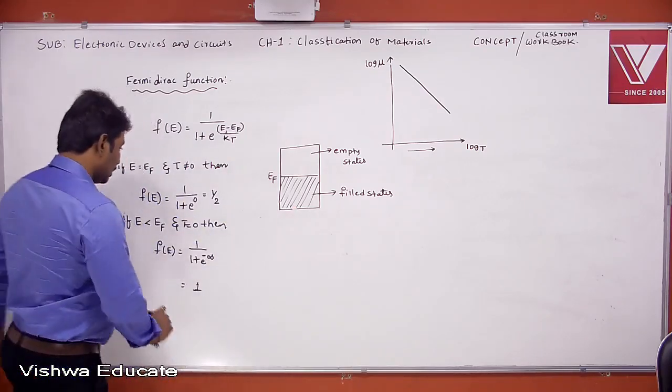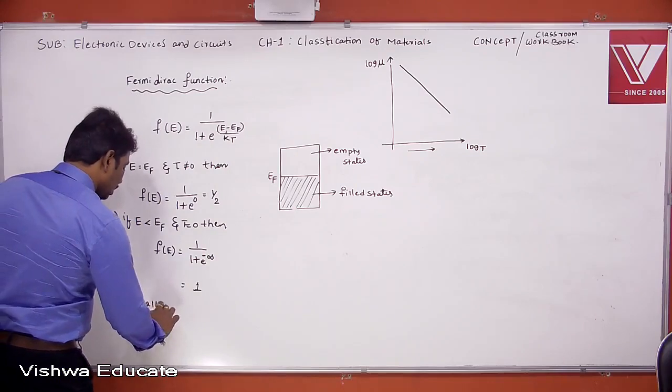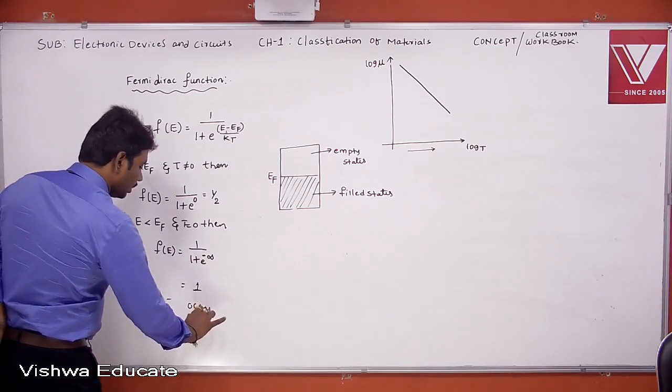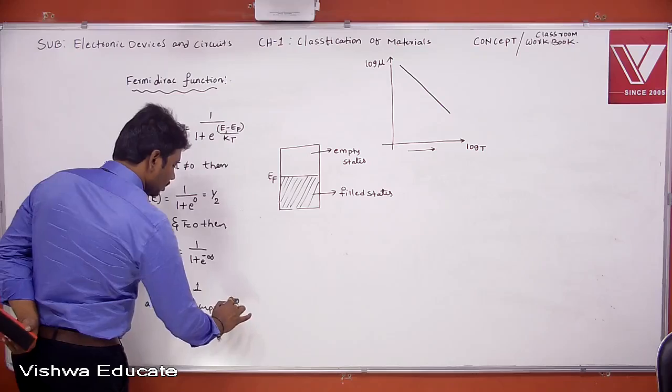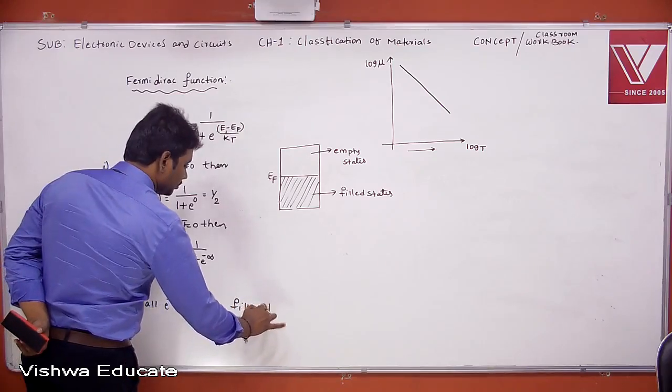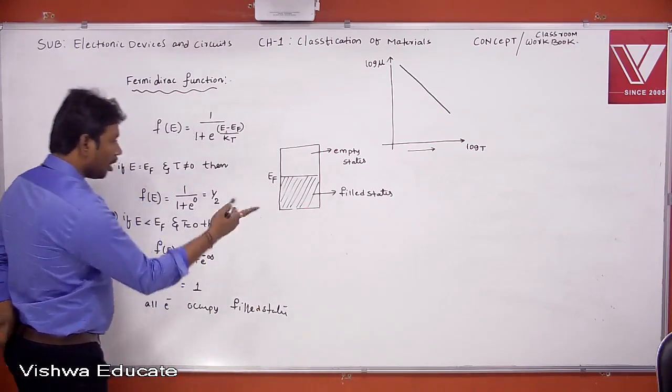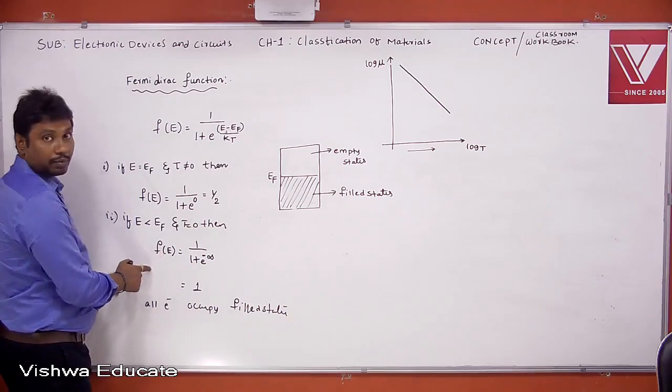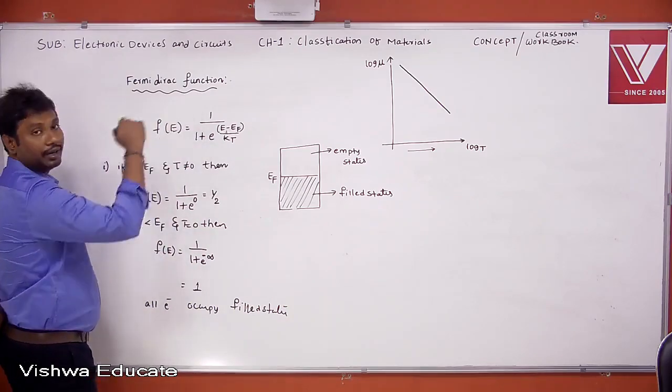Here, what is the condition? All electrons occupy filled states. How do you know all electrons will occupy the filled states? With the help of the probability function, nothing but the Fermi-Dirac function.